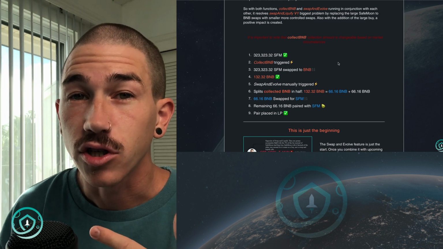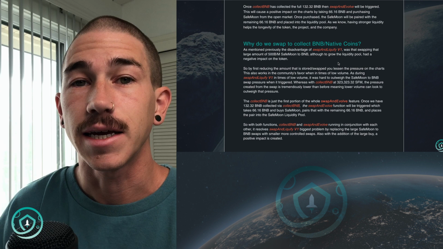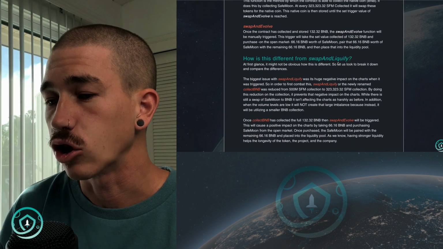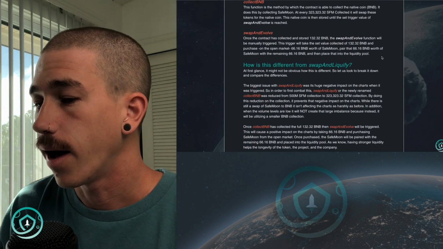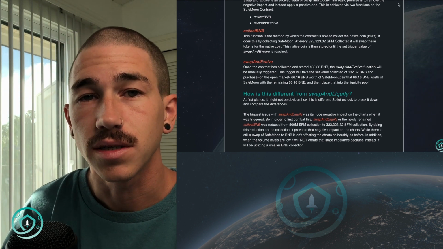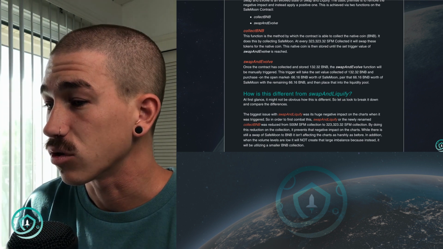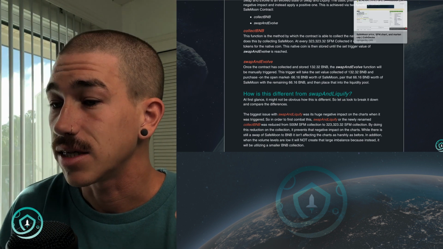It seems very similar to swap and liquefy, just smaller numbers so that it has less of a price impact on Safemoon during times of low volume. And it will actually have a positive impact. So it will be really interesting to see, once this is in place for a couple weeks, a couple of months, how it actually affects Safemoon's price, and it will stabilize us even more.